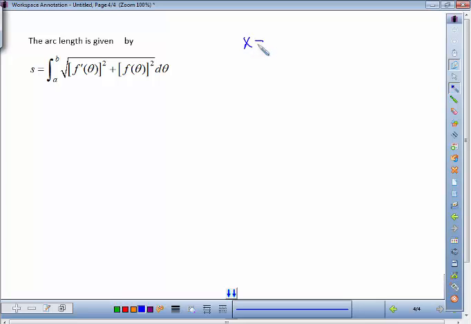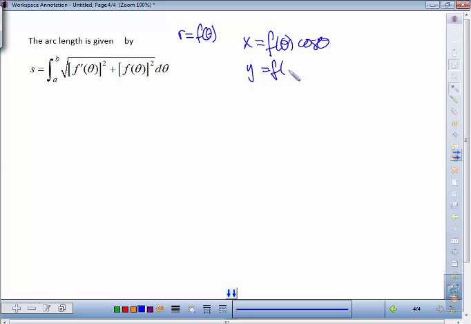If you remember, your polar coordinate r is equal to f of theta can be translated into parametric equations with x is equal to r cosine theta, y is equal to r sine theta, and r is equal to f of theta. So your parametric equation will look like this.